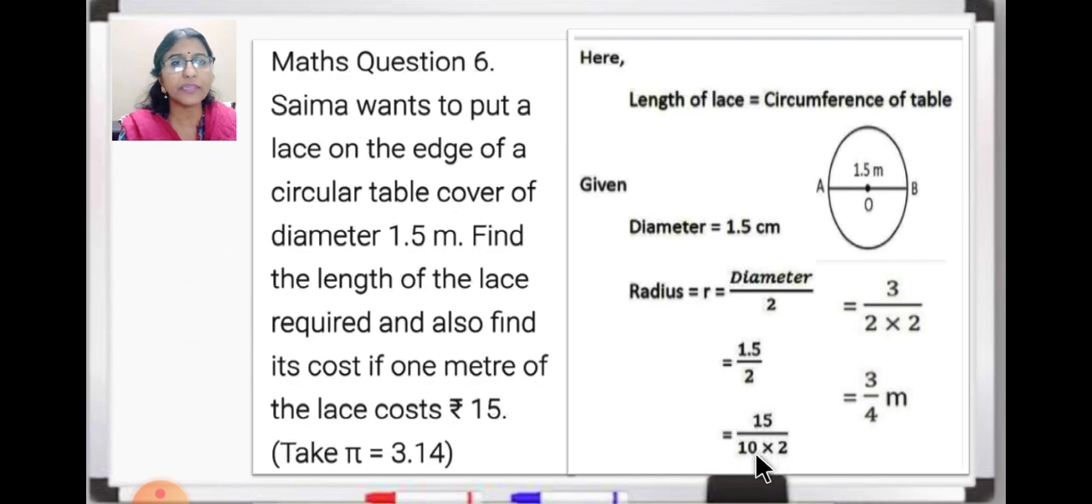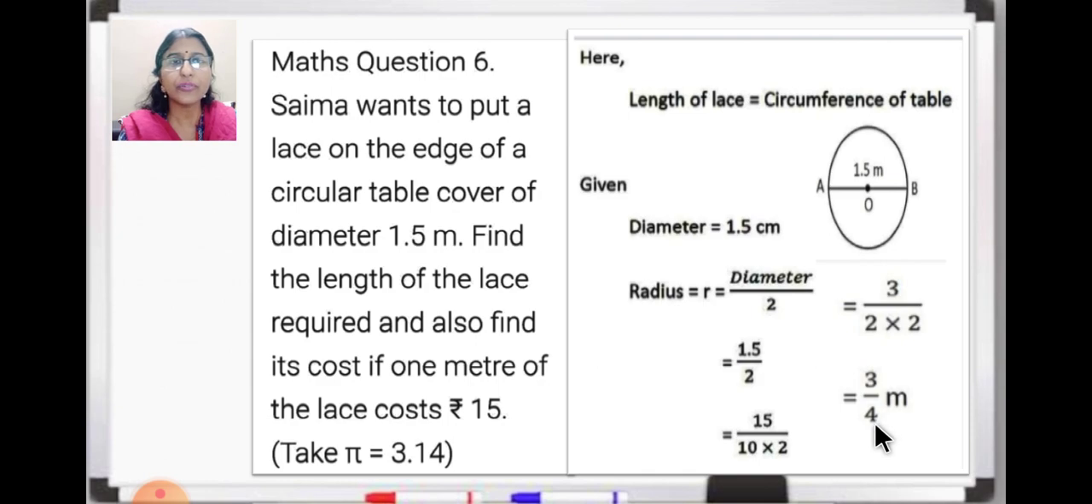And then these two numbers will reduce. You can reduce this by 5: 5 3s are 15, 5 2s are 10. So the next step, you will get 3 upon 2 into 2. After this step you will continue, and then you will get 3 upon 4 meter. So we got the radius as 3 upon 4 meter.